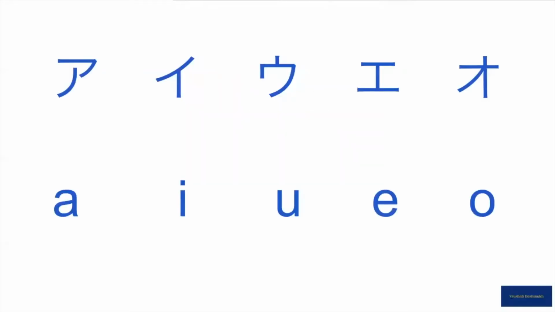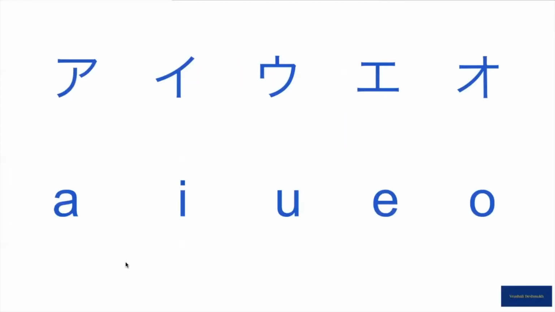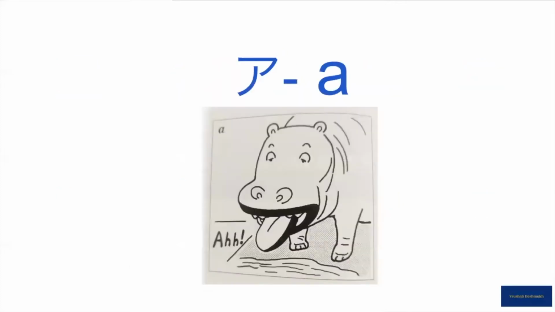So let's start with the first 5 syllables, which are a, i, u, e, o. Before we go ahead, as we have seen in hiragana as well, we have these different series: a, ka, sa, ta, na, ha, ma, ya, ra, wa and n. In the ya series we have only 3 syllables: ya, yu and yo, and this is n. Okay, so let's see these one by one.